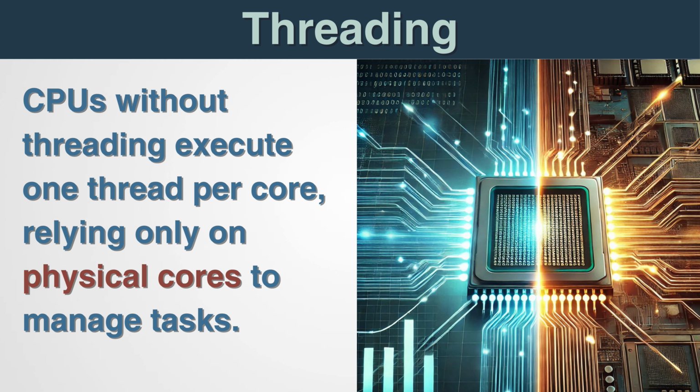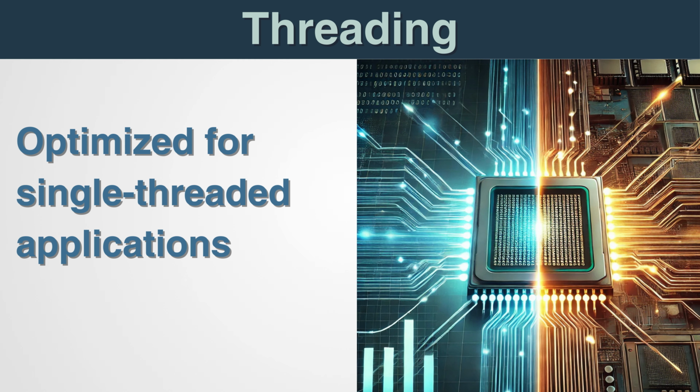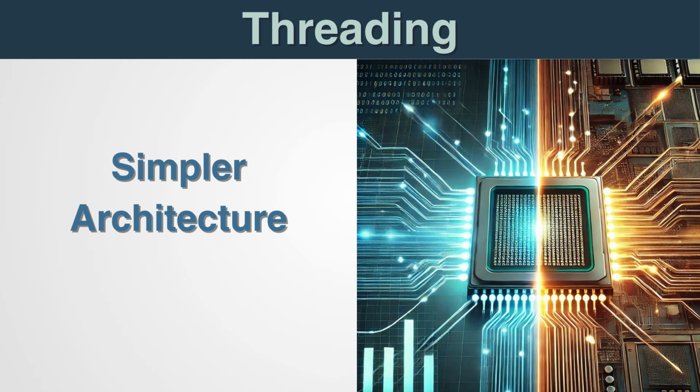CPUs without threading execute 1 thread per core. These CPUs rely solely on physical cores to manage tasks, meaning the number of tasks processed simultaneously equals the number of cores. In a CPU without threading, each core handles 1 thread. A quad-core CPU in this case, without threading, will process 4 threads concurrently, or 4 tasks. These CPUs focus on raw core performance, often optimized for single-threaded applications. There's less complexity, and it can lead to better performance in single-threaded tasks.